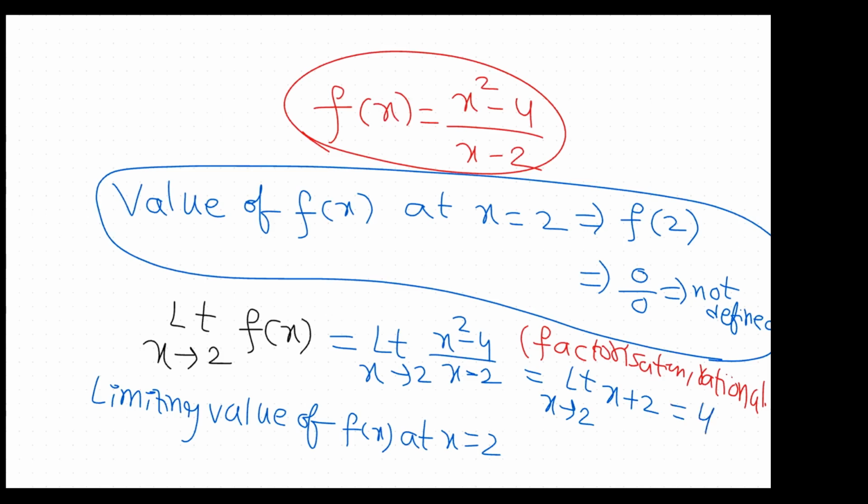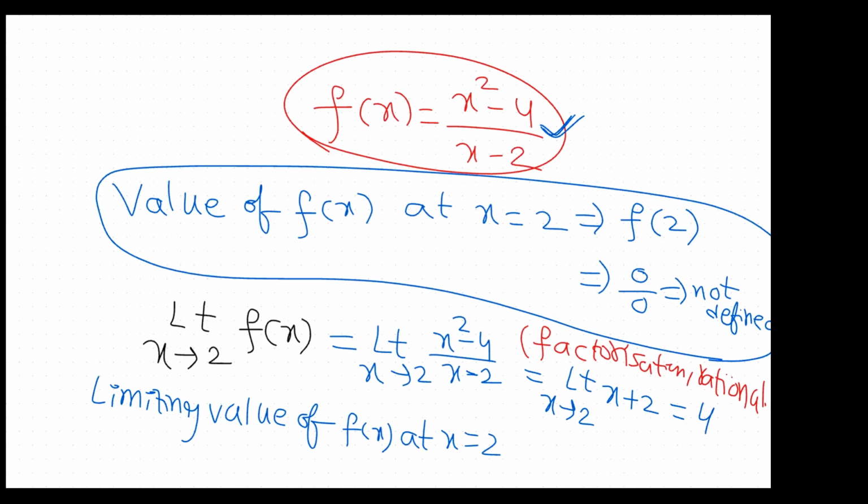So for this question, what is the value of f of x at x equal to 2? Listen properly. This is only limit, this point is important, or else limit will never be clear for you. What is the value of f of x at x equal to 2 for this question? Undefined, sir. Undefined. What is the limiting value of f of x at x equal to 2? 4. Previous question, what is the value of f of x at x equal to 2? 4, sir. What is the limiting value? 4 only. Understood.